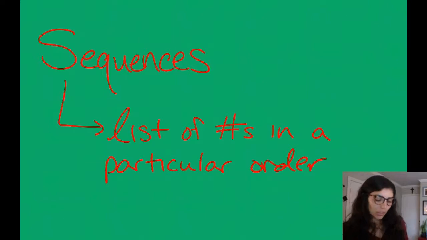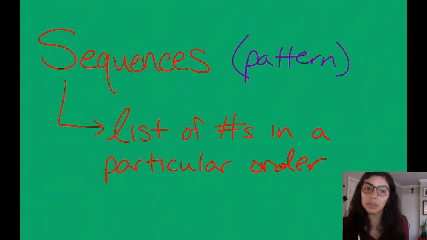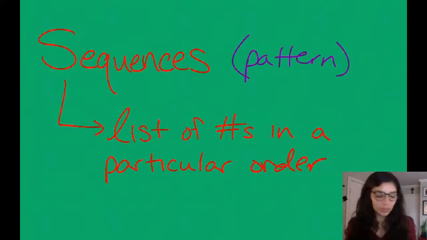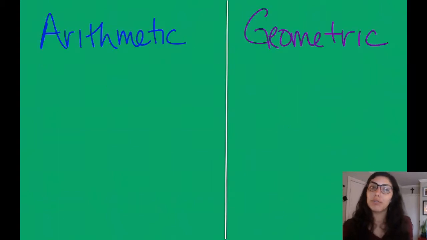So instead of thinking of the word sequences, you can think of the word pattern. We're just looking at a pattern of numbers, and we're going to be able to predict the numbers that come next in this sequence or in this pattern. There are two types of patterns, two types of sequences, that we're going to learn about.